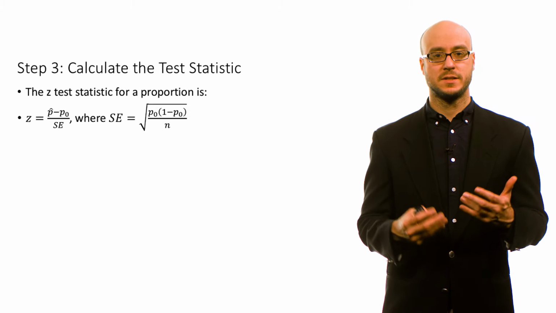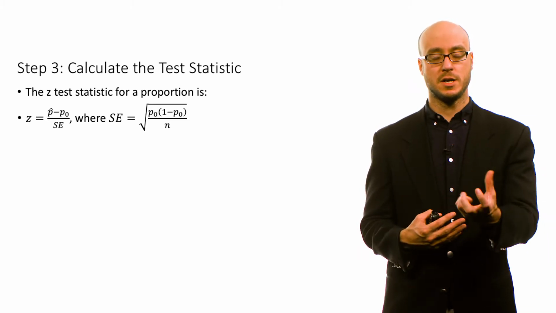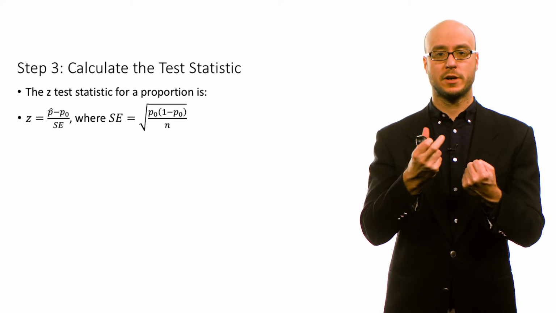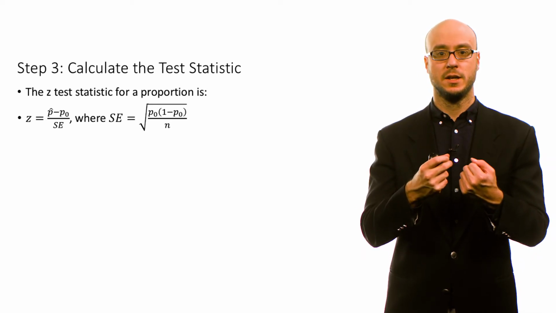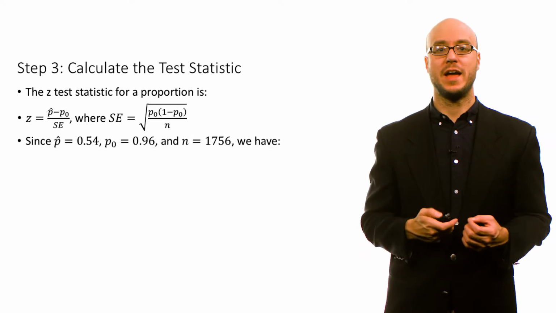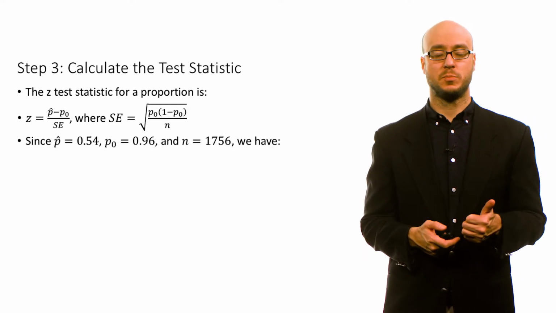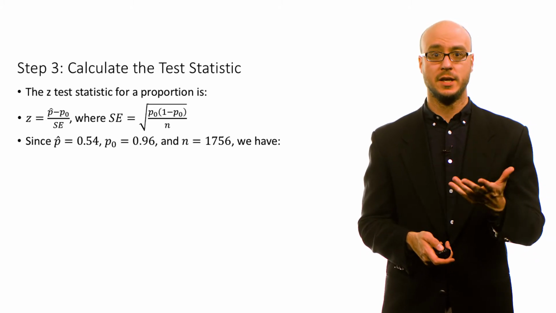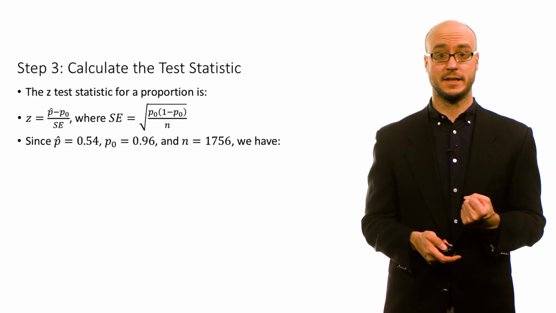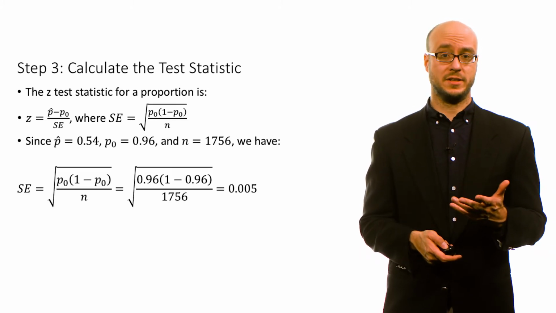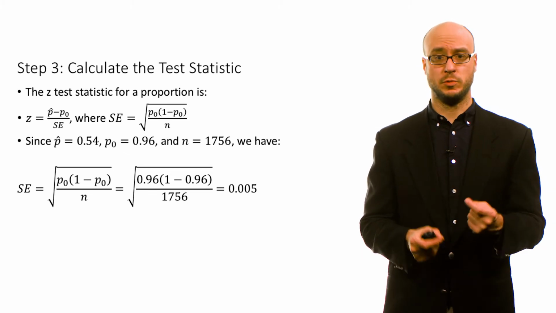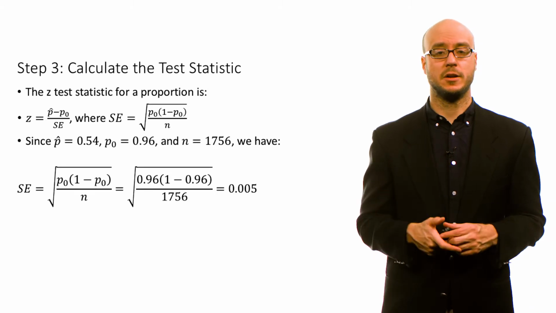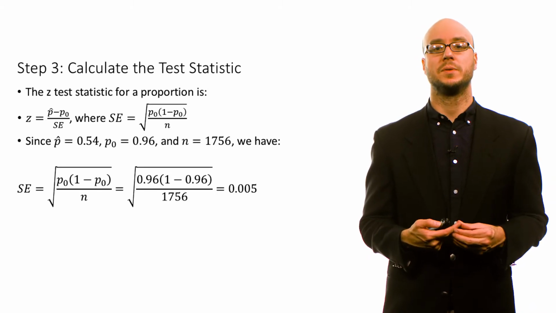The z-test statistic is this sort of standardized difference between our sample proportion and our null proportion. The idea is the more extreme that z-test statistic, the more inconsistent our data is with that null hypothesis. So p hat is 0.54. That's our sample proportion for the percentage of Americans who think economics is scientific. The null is 0.96, and our sample size is 1,756. So based on this information, we can calculate a standard error of 0.005. That is our expected standard deviation of the sampling distribution for p hat.